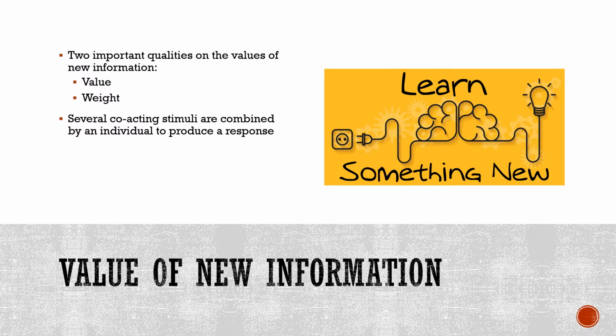Now, to tie in with that is the weight of that decision. So with airbags that are recalled, making the vehicle unsafe, now they combine that weight to it. So they consider that pretty high. So with the perception of the value and weight, it adjusts the new thoughts, which goes into the next bullet. Several co-acting stimuli are combined by an individual to produce a response, which will be covered in the next slide.